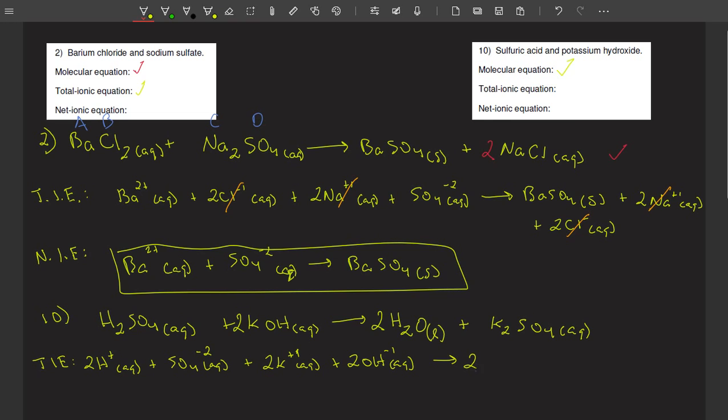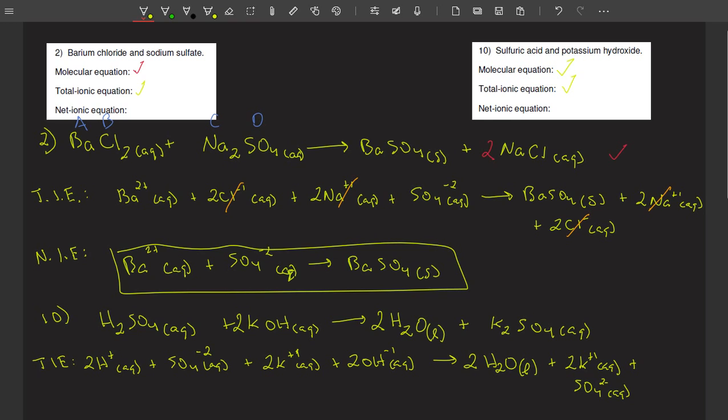And here, all you do is you write 2 H2O, right? You write exactly as it appears. It doesn't change because it is not aqueous. Then we have 2 potassiums and 1 sulfate. I'll just write that down here. 2 minus or -2. And we're done.